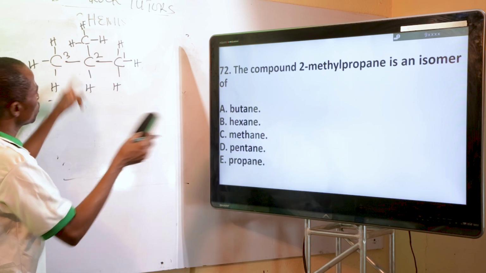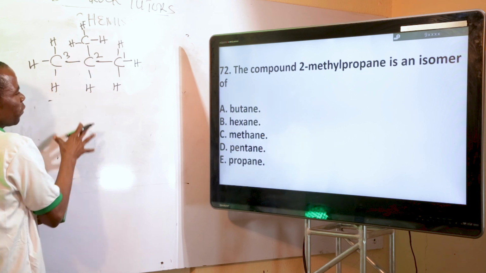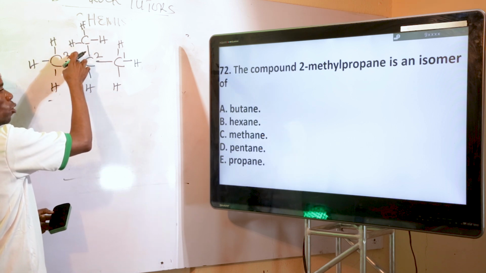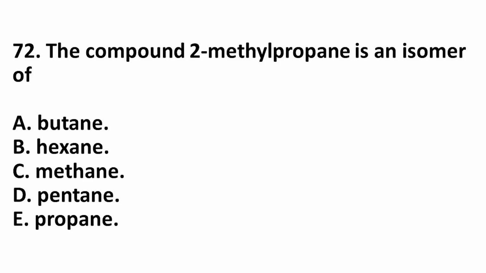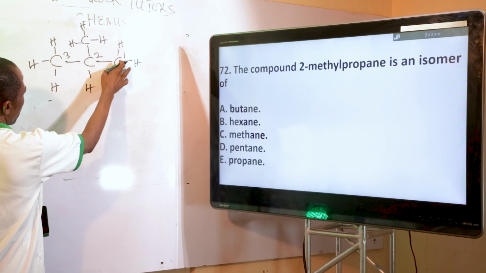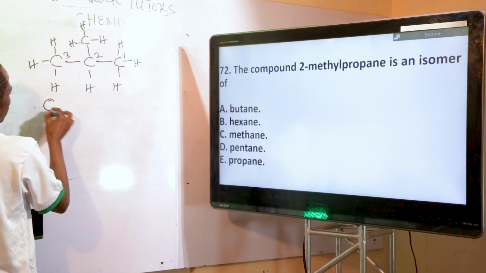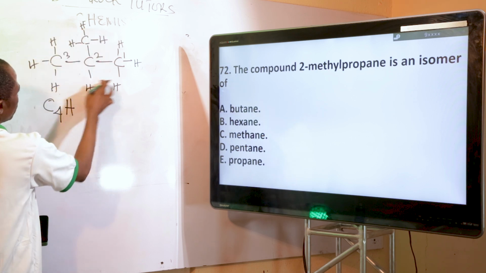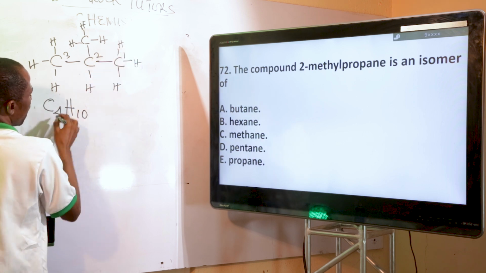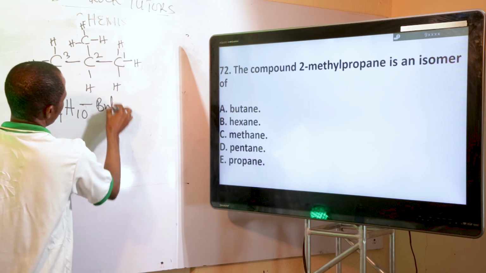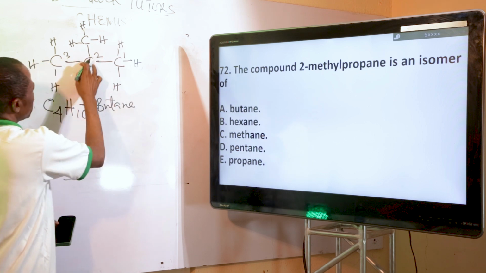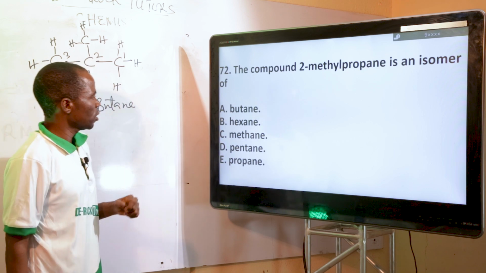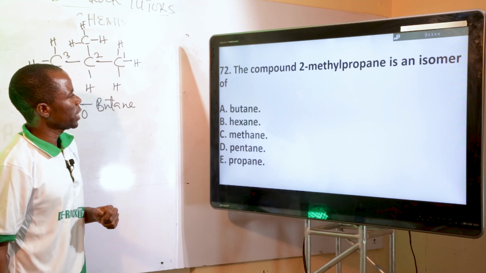That's propane. So now if you look at this, we now want to find out which one has the same molecular formula as 2-methylpropane. And the obvious answer is option A, butane. Because how many carbon atoms here? 1, 2, 3. And then plus 1 here, making 4. That's C4. What about hydrogen? 1, 2, 3, 4, 5, 6, 7, 8, 9, 10. That's H10. And we know that C4H10 is butane. So 2-methylpropane is an isomer of butane. So the correct answer for number 72 is A. Number 73 now.